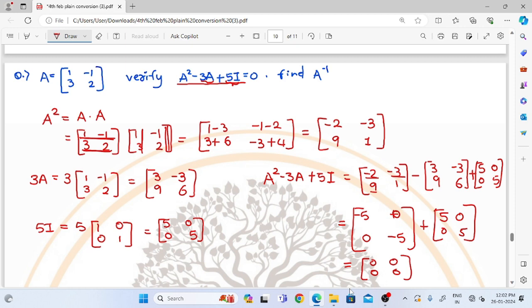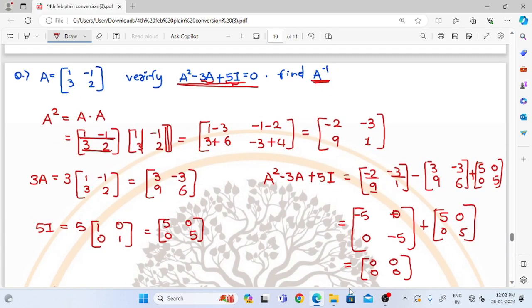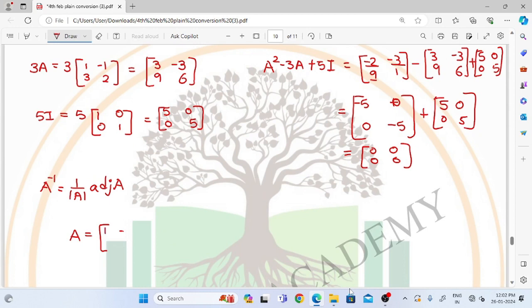So half the question is done. Now the second part is to find A inverse. How to find A inverse? The formula for A inverse is 1 upon determinant of A into adjoint of A. Matrix A is given as [1, -1; 3, 2]. We need two things, the determinant and the adjoint. So let's calculate the determinant first.